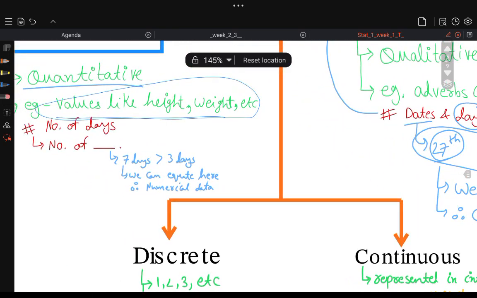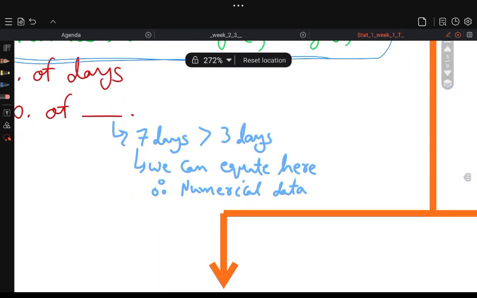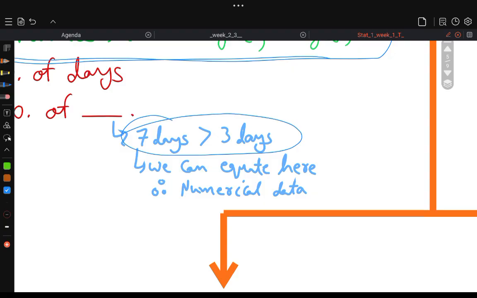But for the number of days, see, a person waited 7 days and a person waited 3 days. The person who waited for 7 days has a greater waiting time, right? It is making sense in the real world. So the number of days, that is the difference between the days, makes sense, but not the actual date. Like the 27th day is not greater than the 28th day, but the number of days between two different dates make sense, as 27 days is less than 30 days. We can equate it here as numerical data, therefore.